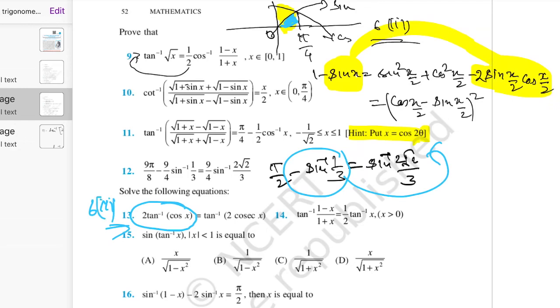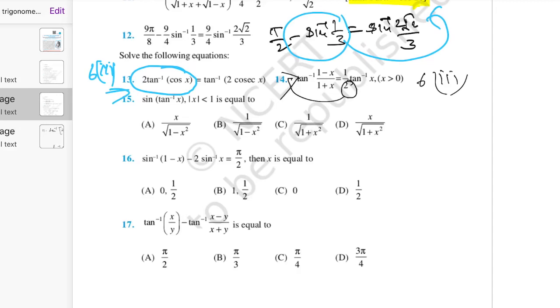2 tan inverse x equals tan inverse of 2 tan x divided by 1 minus tan square x. Same in question number 14. Transpose this 2 to this side and then apply the same property 6, formula number 3, and you'll get the RHS. Remaining problems 15, 16 and 17 are objective questions. You substitute the value and check which option is appropriate.